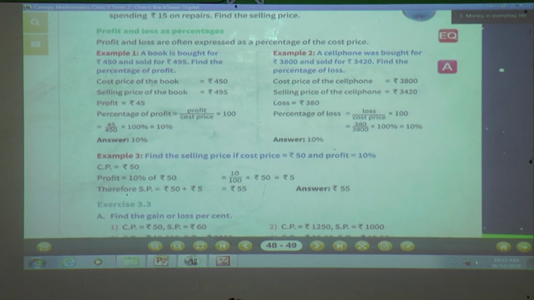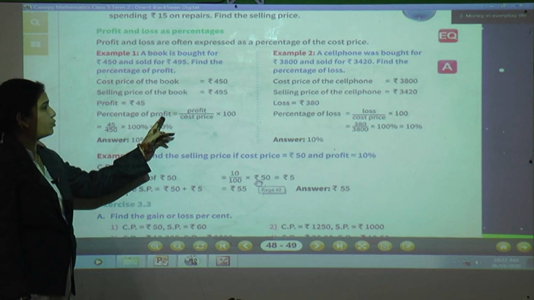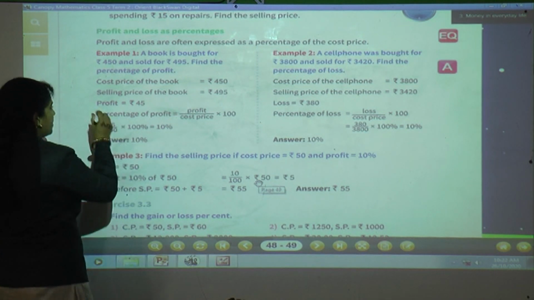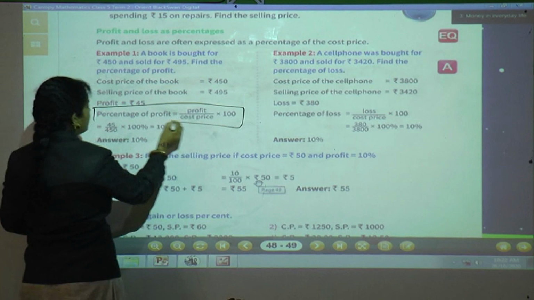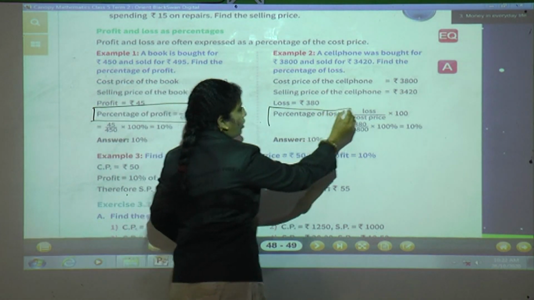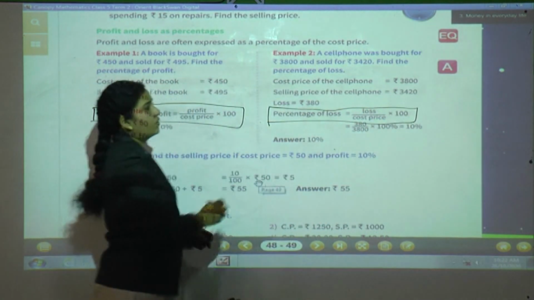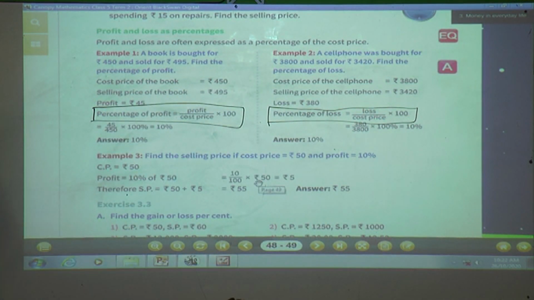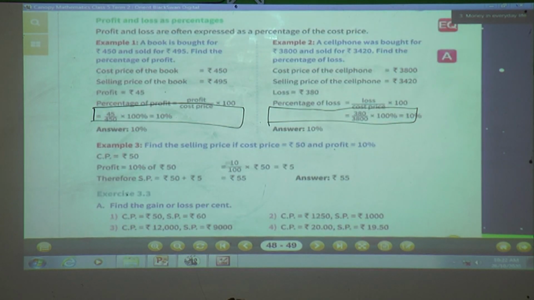Now we see profit and loss as percentage. Here profit and loss as percentage they have given, and the formula is also different for that. Percentage of profit is equal to profit upon cost price multiplied by 100, and percentage of loss is equal to loss upon cost price multiplied by 100. So by using this formula, you can get the percentage of profit or loss also.